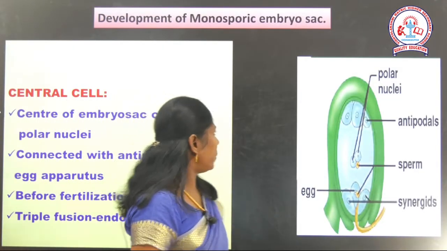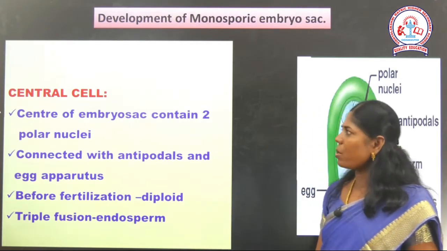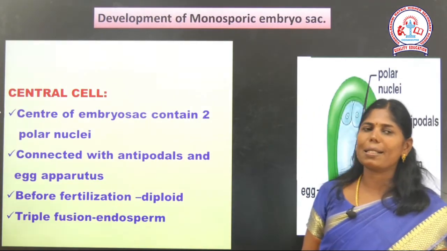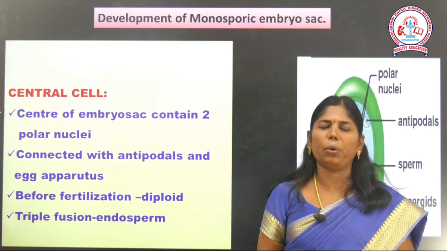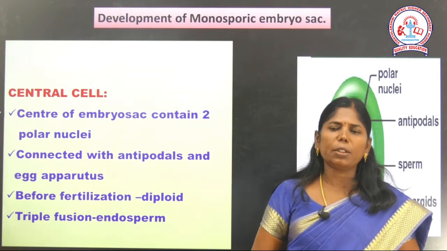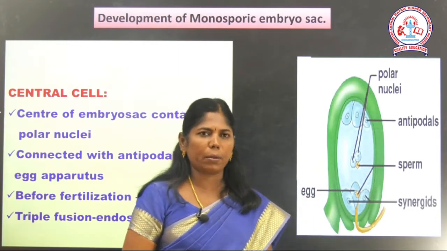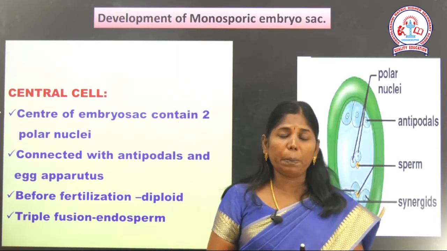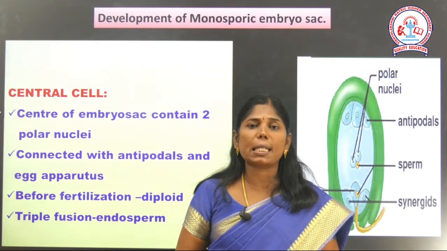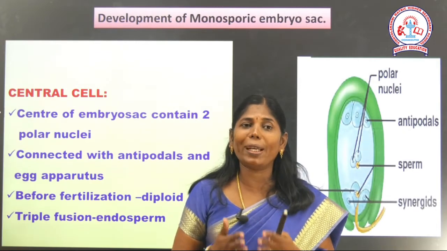In the development of the monosporic embryo sac, the last one is the central cell. What is in the central cell? The central cell consists of polar nuclei. It has 2 polar nuclei, connected with the antipodals and egg apparatus. Before fertilization, we consider it diploid, that is 2n.